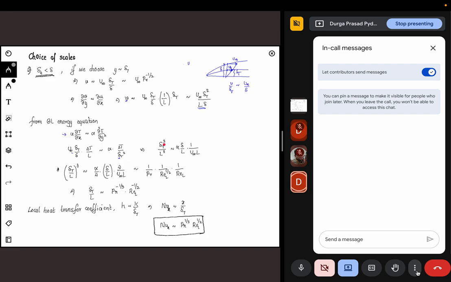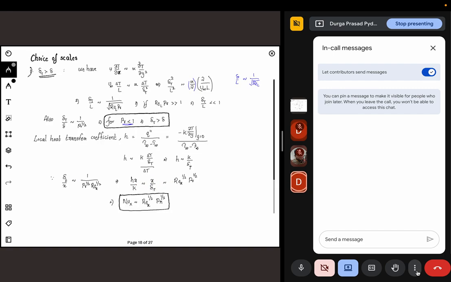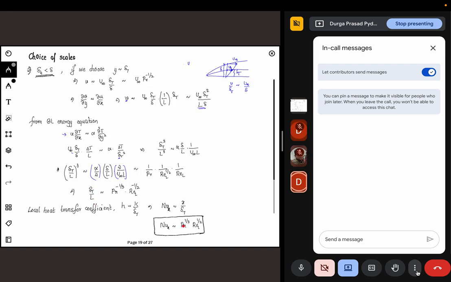So if you just rearrange the terms, you will get delta t by L should be of the order of, this is basically 1 by Prandtl number, and we know previously that this should be 1 by R_L to the power half, and this quantity itself is my Reynolds number. So delta t by L should be of the order Prandtl to the power minus 1 by 3 and Reynolds to the power minus half. Again, for the heat transfer coefficient, which we already got before, h should be of the order k by delta t, and Nu_x should be x by delta t, which is the inverse of this. So Nu_x should be Prandtl to the power 1 by 3 and Reynolds to the power half.